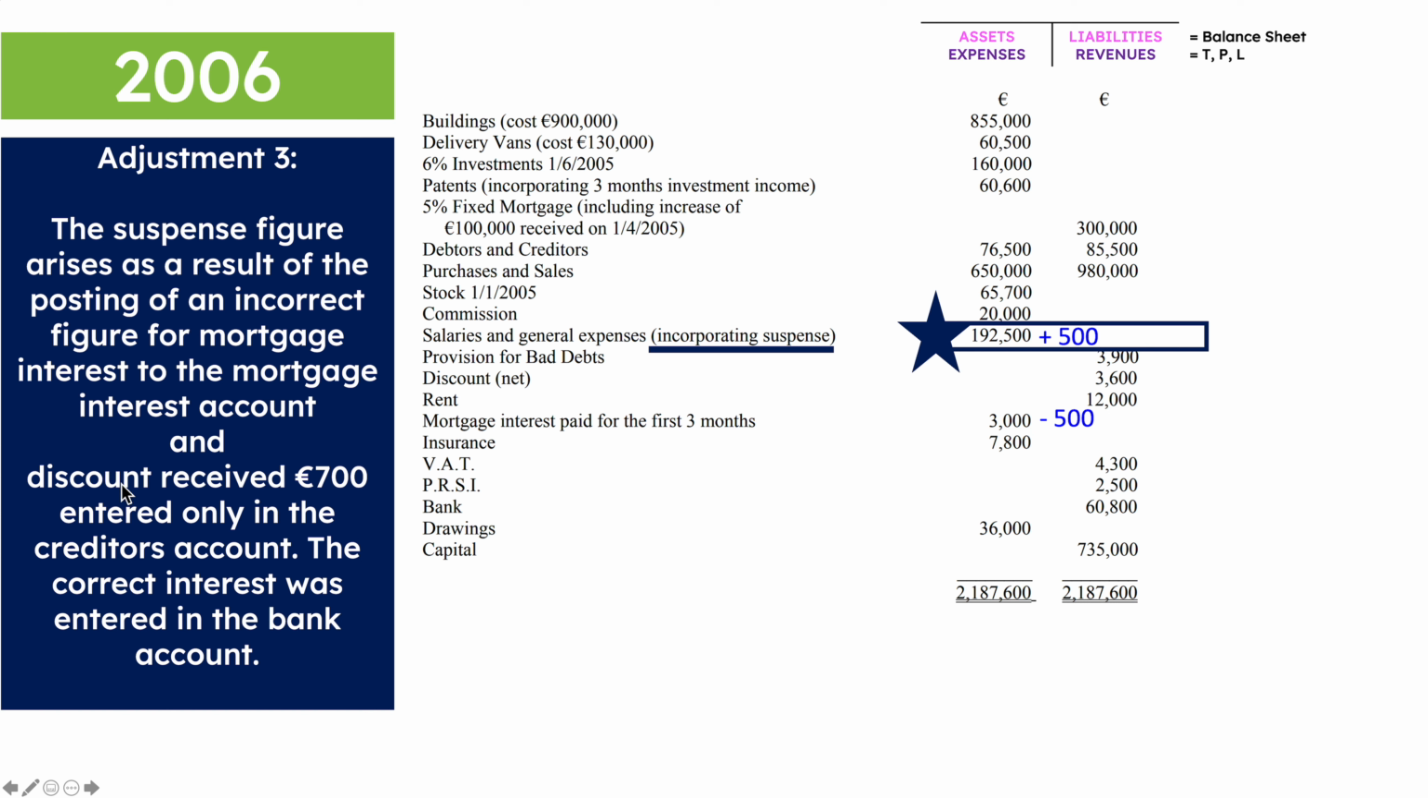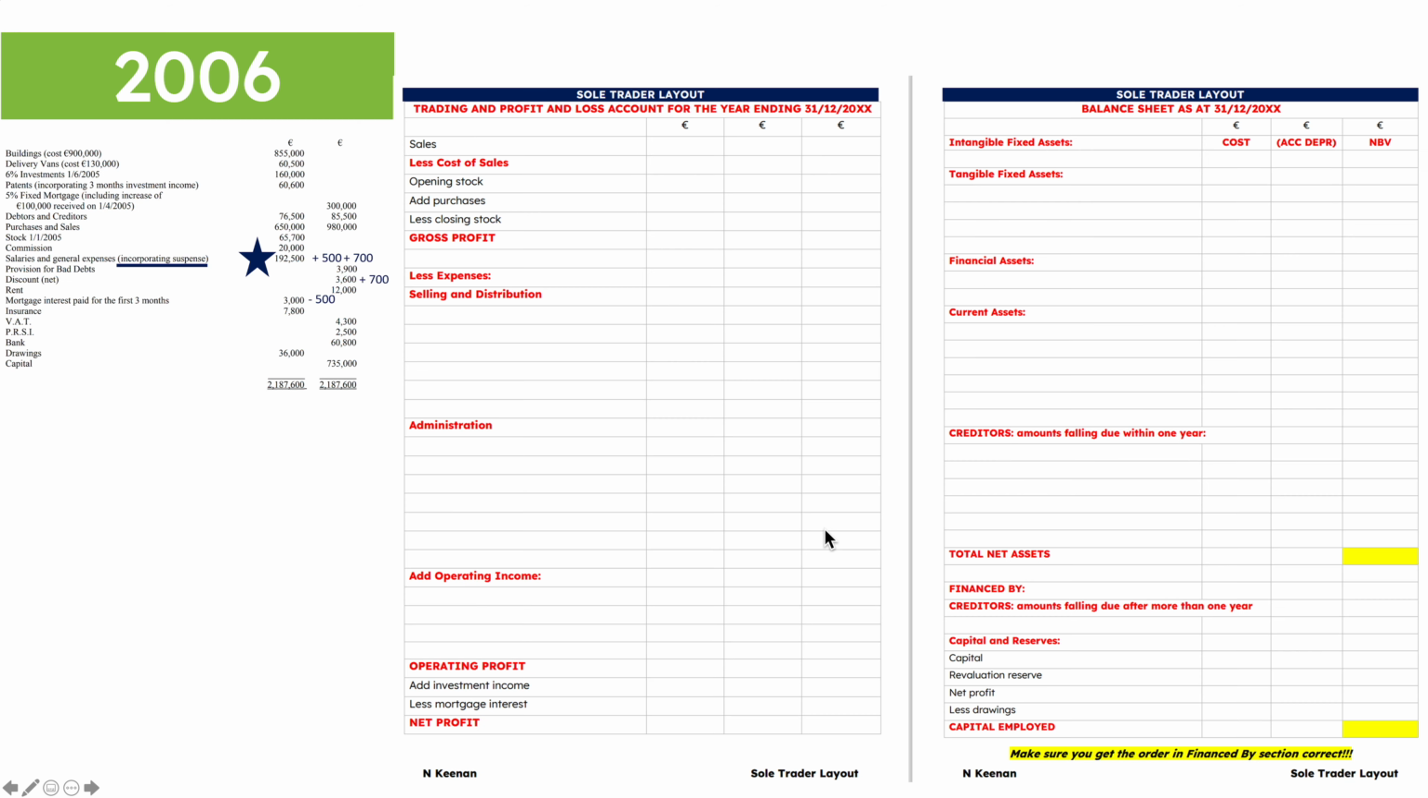Second part, discount received 700 entered only in the creditor's account. So I receive a discount, only went in the creditor's account. It should also go in the discount account. So discount here, 36 is on the credit side. That is discount received. That is a revenue. If I receive €700 more discount, that's going to be 3600 plus 700. My two sides won't equal now. So what will I do to my item? If I add 700 on the credit side, I'll have to add 700 to the item on the debit side. So how will this look in the accounts?